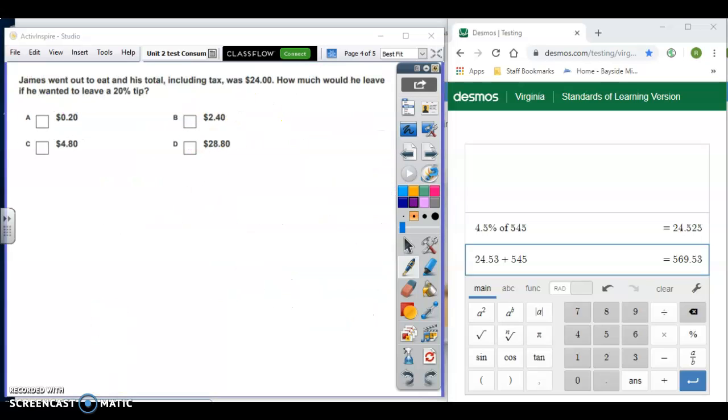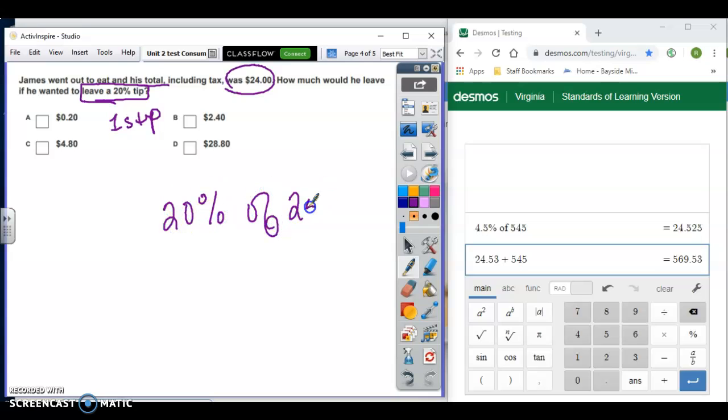Number 15. James went out to eat, and his total, including tax, was $24. How much would he leave if he wanted to leave a 20% tip? So this is going to be a one-step. So what we're going to do is find 20% of $24. So we come to our calculator. We type in 20% of $24. And the answer is 4.8. So that would be $4.80.